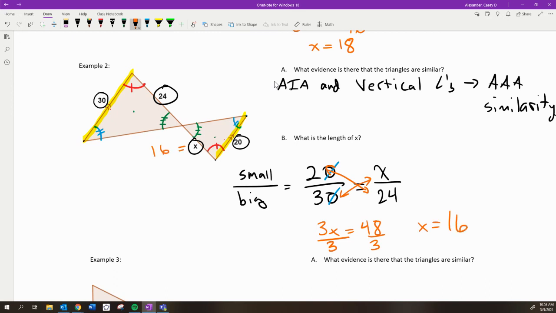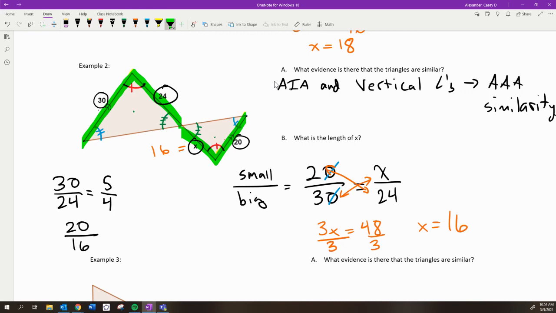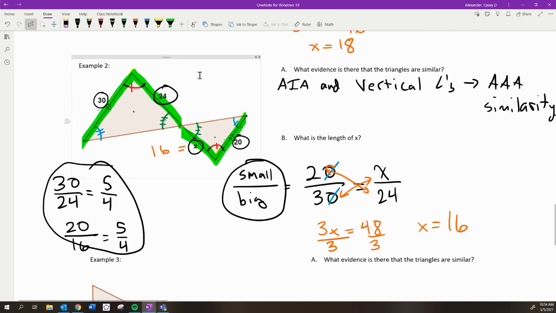And the last thing I want to show you is that you can also compare the ratios of 2 sides in a triangle. So if I compare 30 over 24, they both divide by 6, that reduces to 5 over 4. And then I could do the same thing here, since I know this is 16. I could compare 20 over 16, because those sides are part of the same triangle, and they're corresponding, right? So 20 over 16 will also give me, if I divide the top and the bottom by 4, 5 over 4. So that's another way that you can compare the sides of similar triangles. Although for now, you may as well just do small over big or big over small.